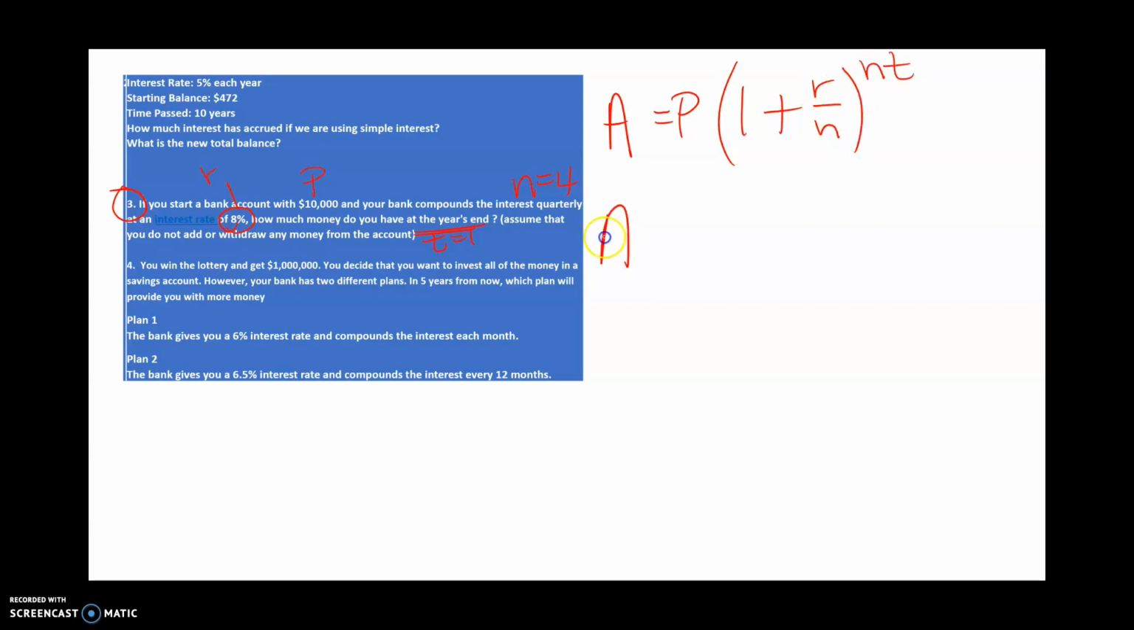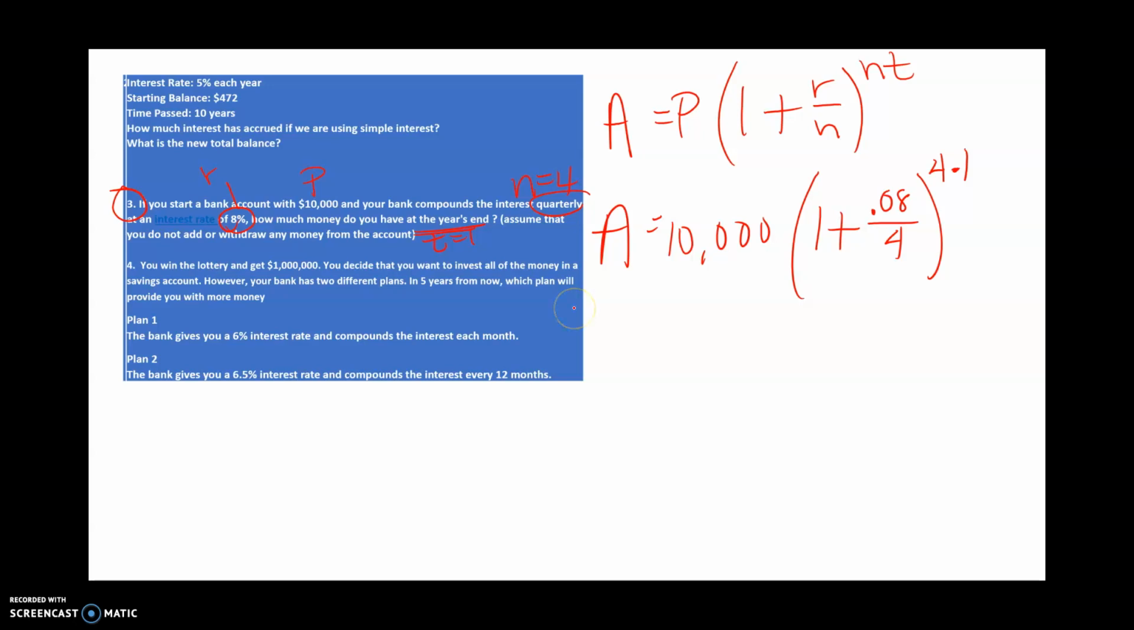So let's substitute in what we know. We're starting with 10,000. 1 plus our rate, which is 0.08, over 4, because we're compounding quarterly, to the 4 times 1, because we're talking about 1 year. So I'm going to plug that into my calculator. I'm going to raise it to the 4. I'm going to multiply by 10,000.